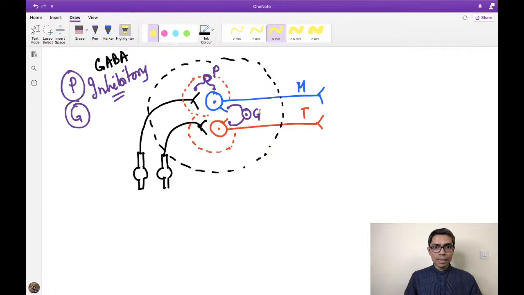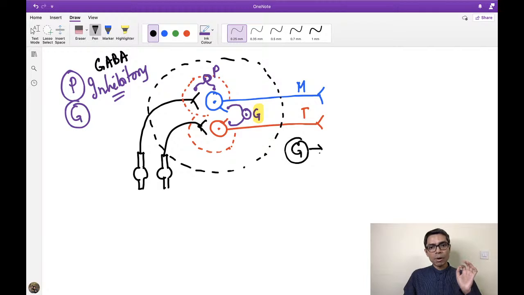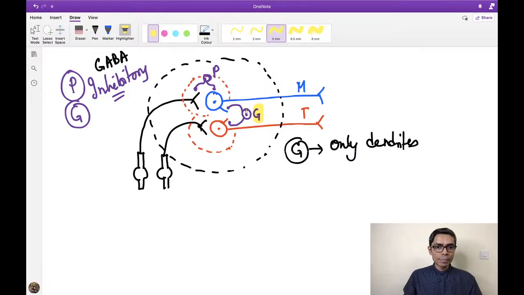This granular cell is a special type of cell. You must remember why it is special: because this granular cell neuron does not have any axons. So granular cell means it contains only and only dendrites. Now look at the diagram, the dendrites of this granular cell are making a junction or synapse with the dendrites of the mitral cell. Again here, the dendrites of the granular cell are making a synapse with the dendrites of the tufted cell.